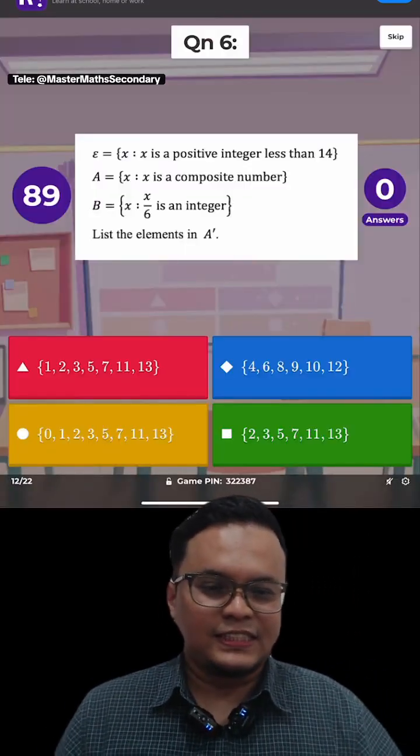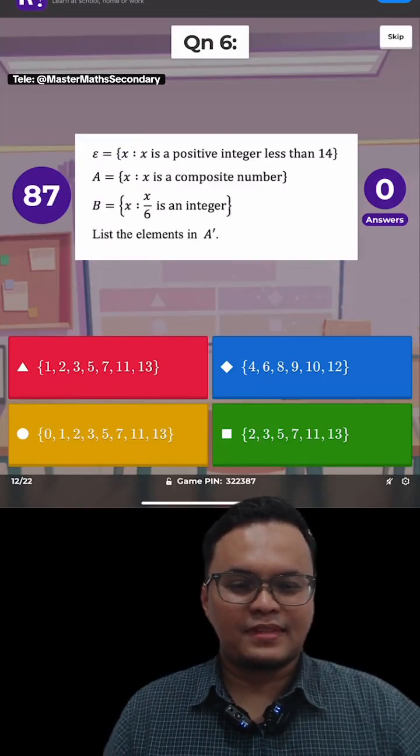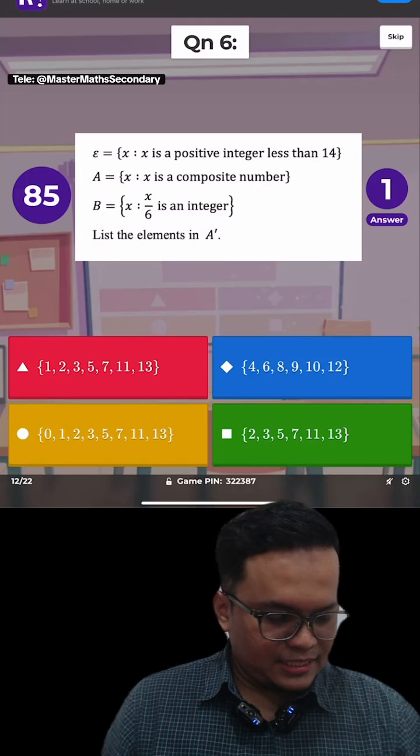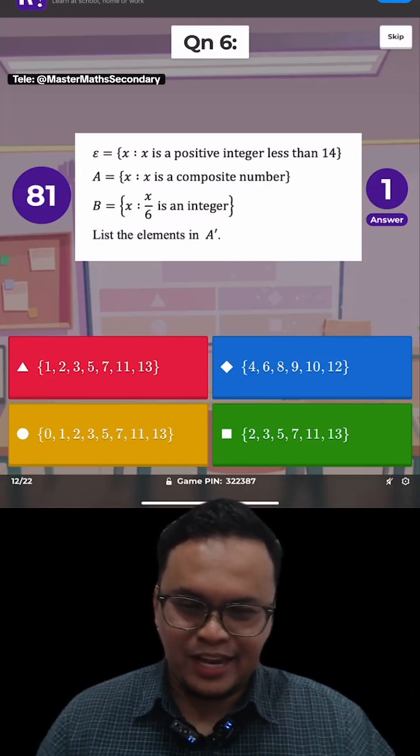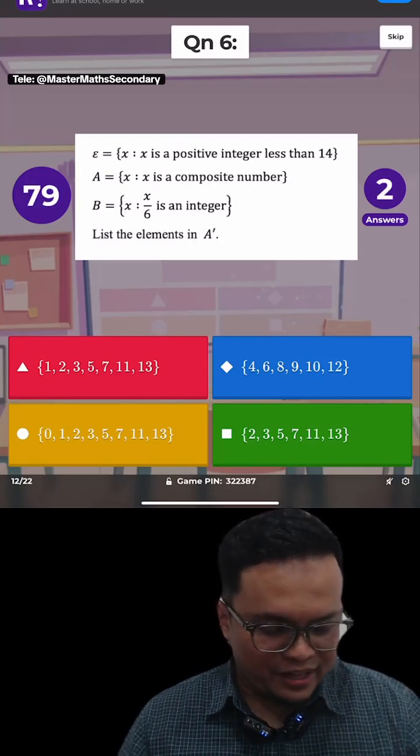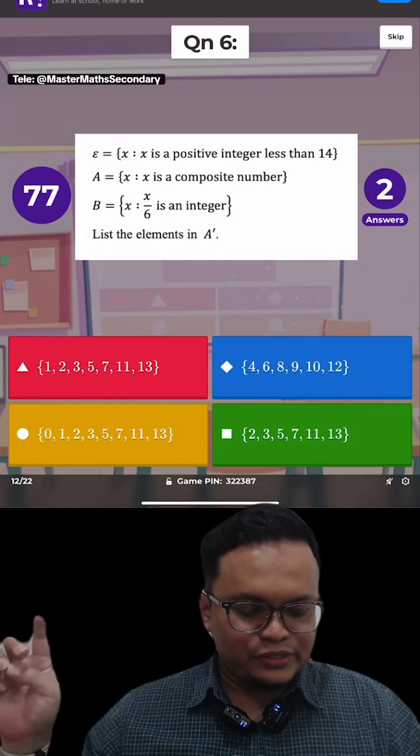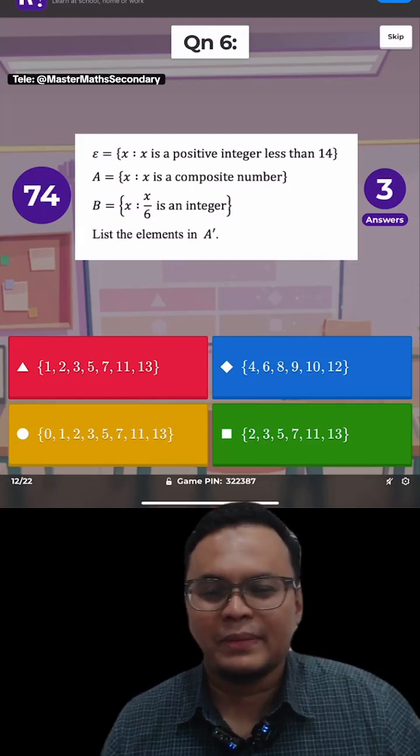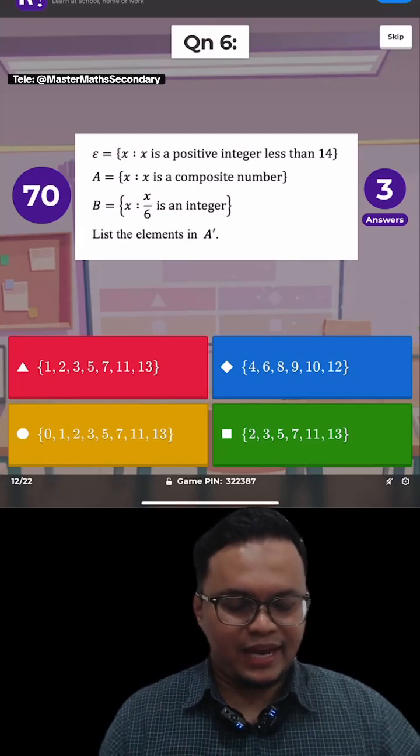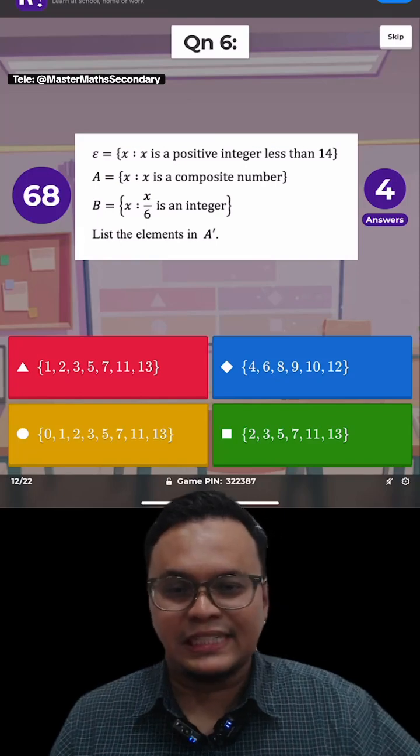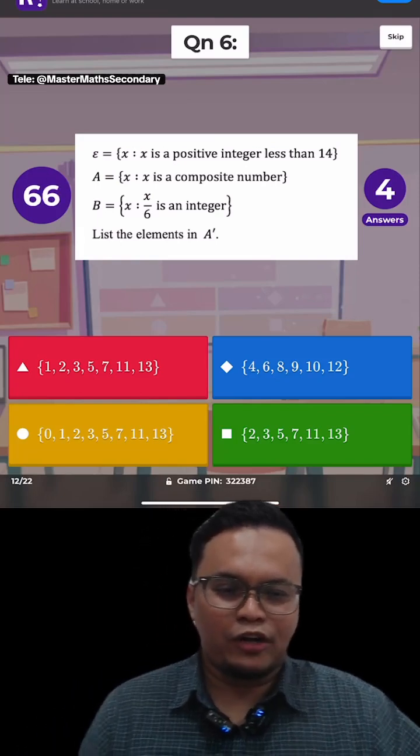Question 6. This is a set notation question. I think this is quite simple, guys. You should aim to do this very well because it's quite straightforward. You're asked to find the elements in A complement. A is the set of elements X such that X is a composite number. Do you all still remember what a composite number is?